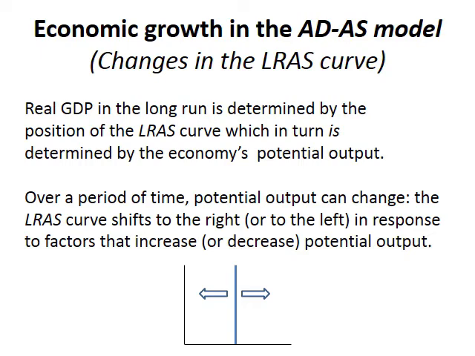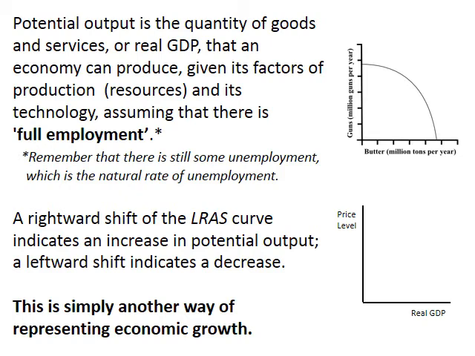Over a period of time, potential output can change. The LAS curve shifts to the right or to the left in response to factors that increase or decrease potential output. I'd like to remind you that those are things that improve or increase the factors of production: capital, entrepreneurship, land, labor, or technology. Potential output is the quantity of goods and services, or real GDP, that an economy can produce given its factors of production, which I just mentioned, and its technology, assuming that there is full employment.